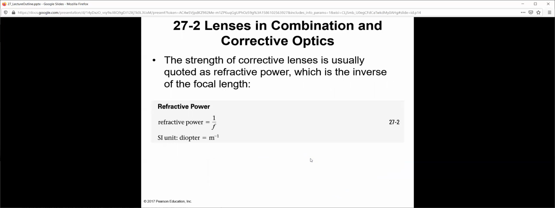The strength of corrective lenses is usually quoted as refractive power, which is the inverse of the focal length. 1 over the focal length gives you refractive power, gives you your diopter, in 1 over meters.